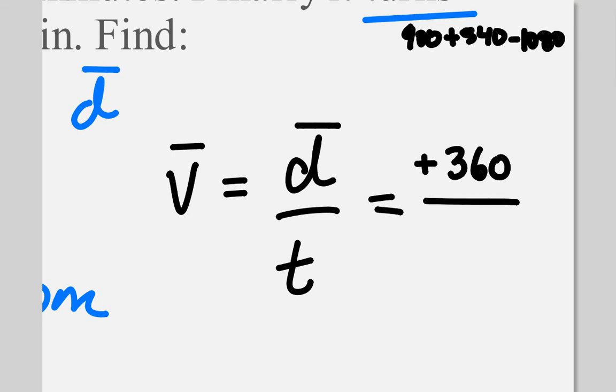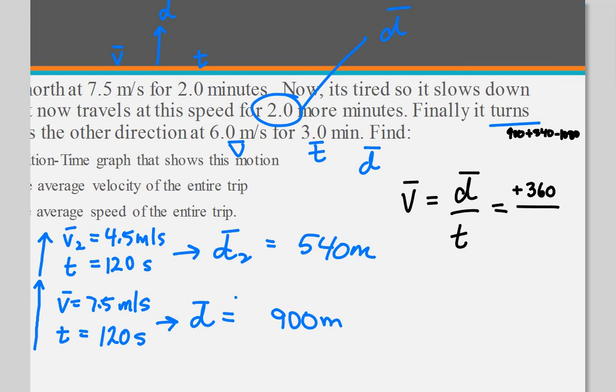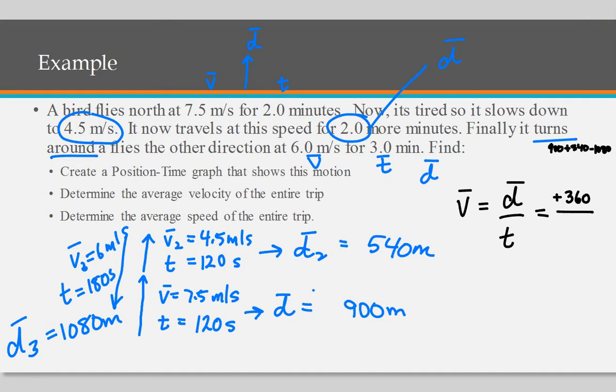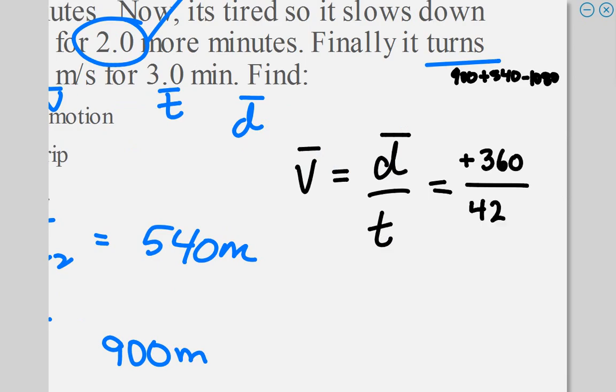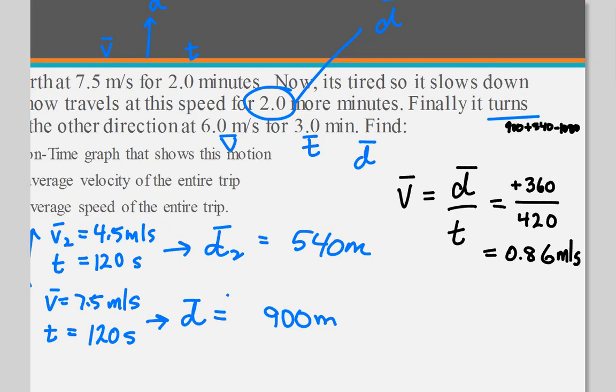And what time length was that? 120 plus 120 plus 180? 420 seconds? So 360 over 420, 0.86. How many sig digs do I got? 2? Yeah, 2 sig digs. So 0.86. And this is a velocity, so meters per second, in my case, north, or right, or positive, whatever you've decided.